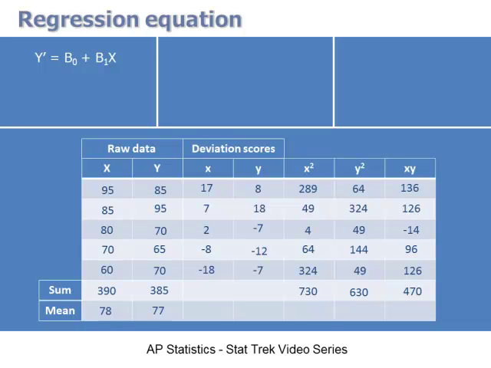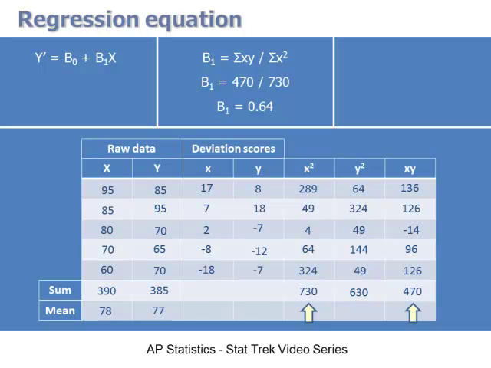Let's begin with b1, which is equal to the sum of cross products divided by the sum of x squared, where x and y are deviation scores. From our initial computations, we know that the sum of xy is equal to 470, and the sum of x squared is equal to 730. Plugging these values into the equation, we see that b1 is equal to 470 divided by 730, or about 0.64.